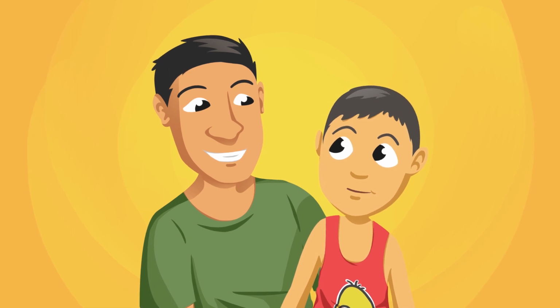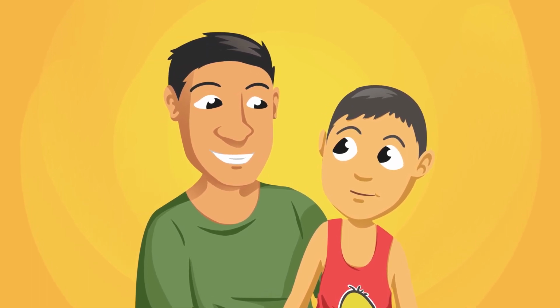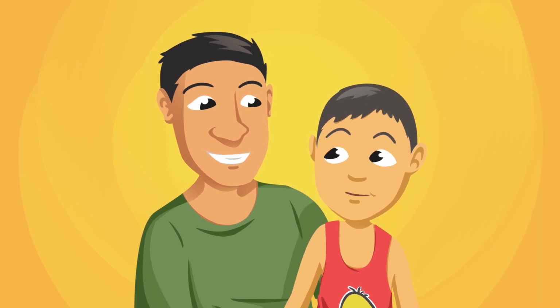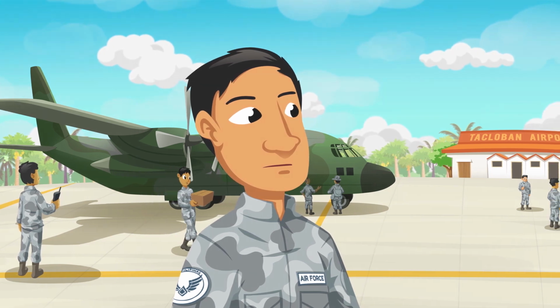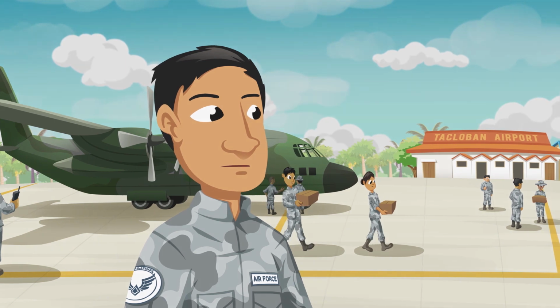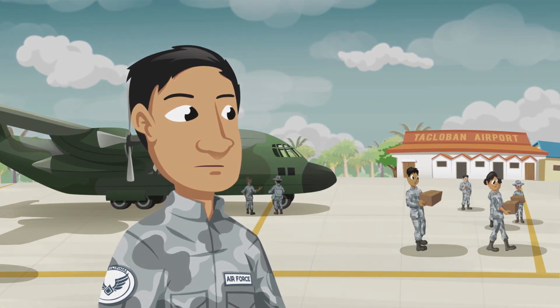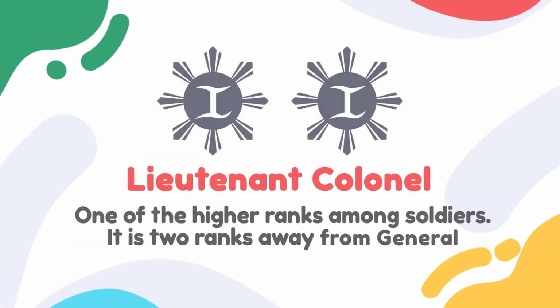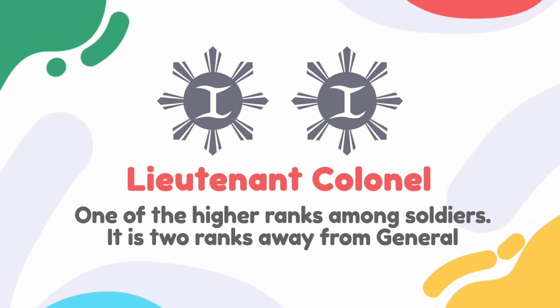Although there are many sad stories about Yolanda, there are also stories that have happy endings. This is one such story that brings hope. Lieutenant Colonel Boise Karangan is with the Philippine Air Force. He was in Tacloban with other soldiers on red alert to help people get to safety before the typhoon arrived. Lieutenant Colonel is one of the higher ranks among soldiers. It is 2 ranks away from General.